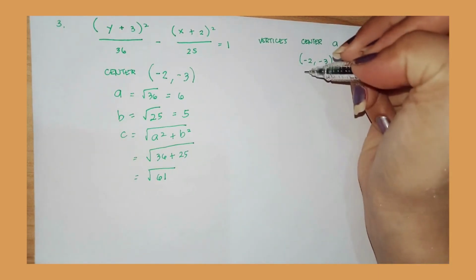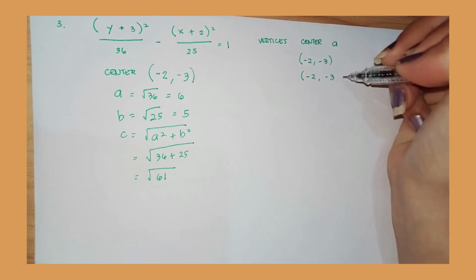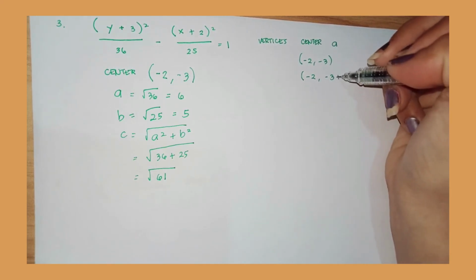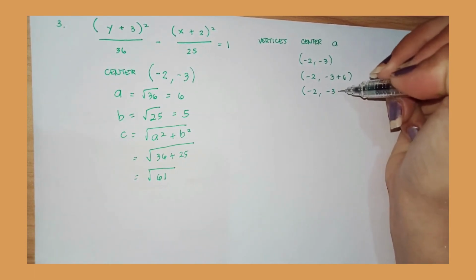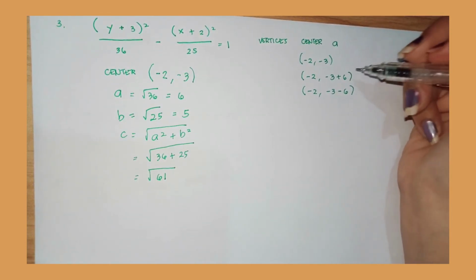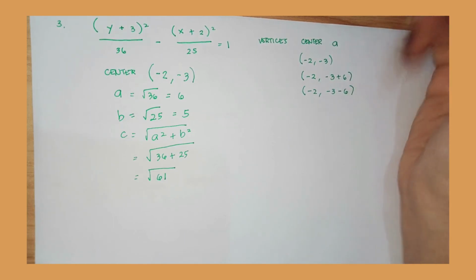So, this will be negative 2, then negative 3 plus 6. Yung isa naman, negative 2, negative 3 minus 6. Yung pangalawa, yung nag-add and subtract tayo ng 6 kasi y yung given natin.